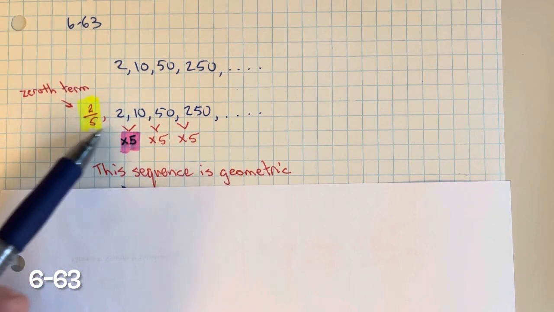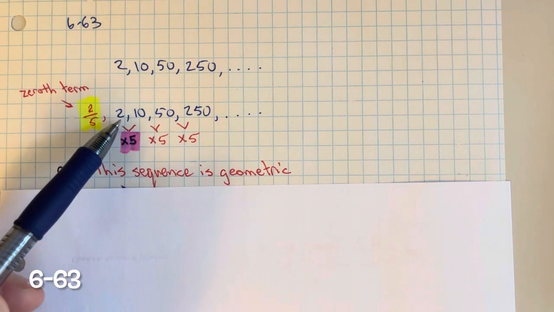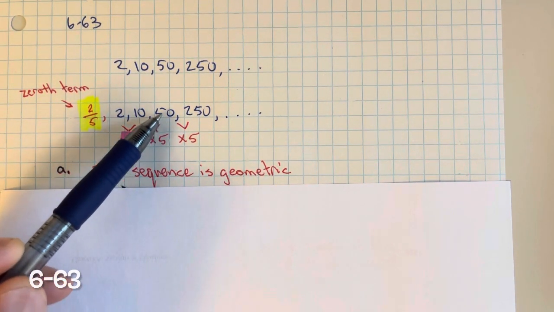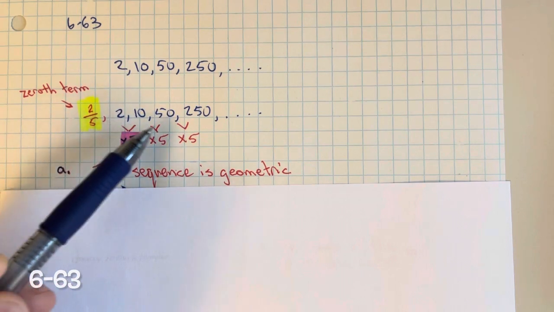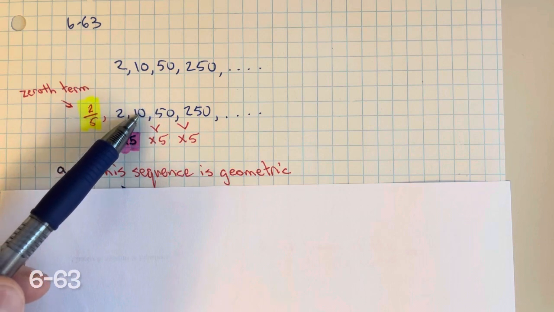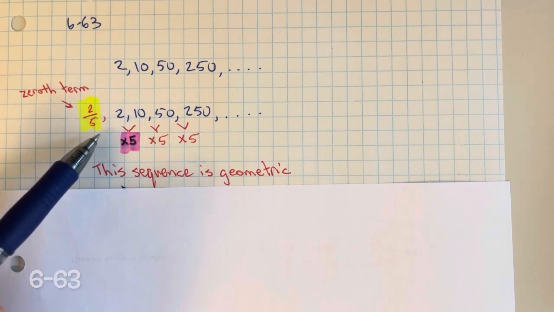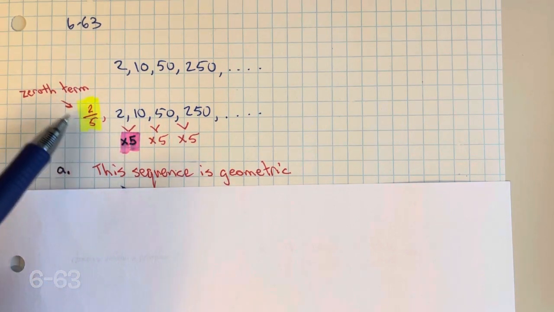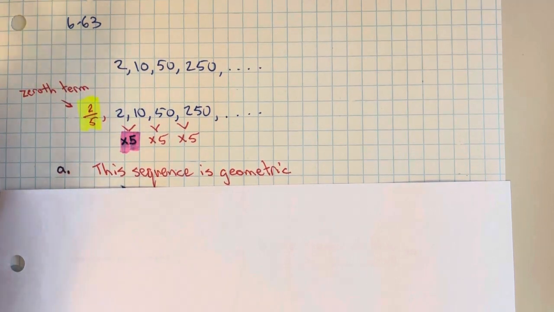To find the 0th term, if you're multiplying to the right, when you work backwards, you're dividing by 5. 50 divided by 5 is 10. 10 divided by 5 is 2. 2 divided by 5 is 2/5. So that's how you find the 0th term.